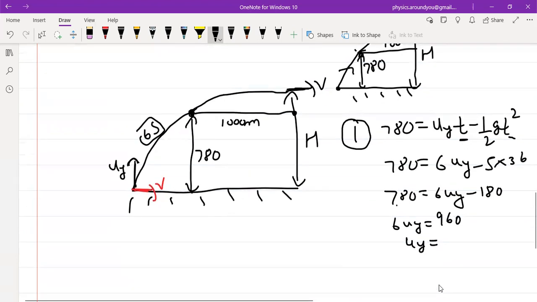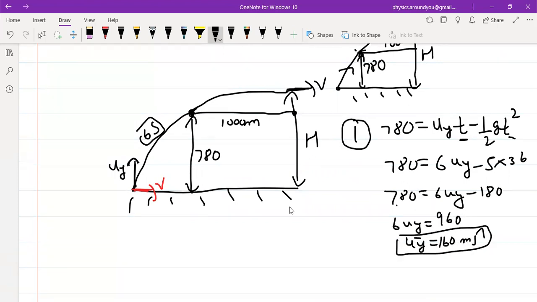And from there, I get the value of uy, right? The value of uy is 960 by 6. It is 160 meter per second. So I got to know the vertical component initially was 160 meter per second.